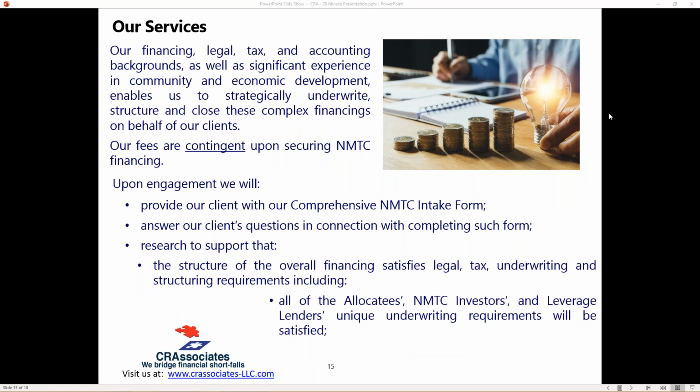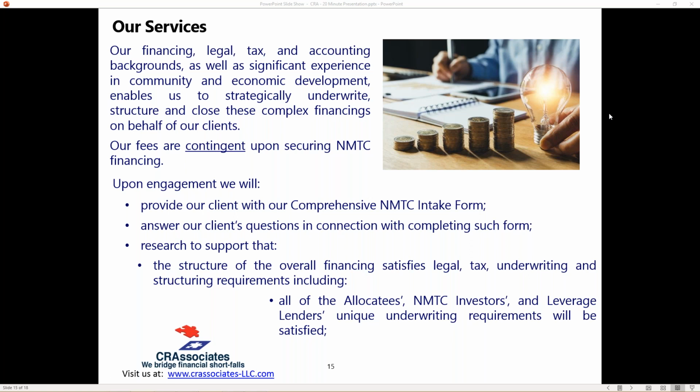Applying to investors, allocatees, and other new market tax credit financing participants is extremely competitive, even for a borrower that will use the new market tax credit financing to provide various substantial community and economic impacts in a highly distressed low-income community. As we discussed, our fees are contingent upon the securing of new market tax credit financing on behalf of our clients. We have profiled all allocatees and investors and have developed our intake form, which incorporates each allocatee's and each investor's intake form questions, which vary among investors and allocatees.